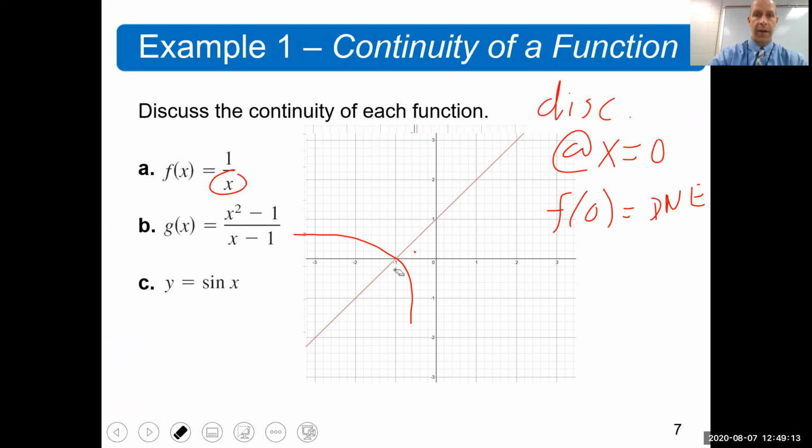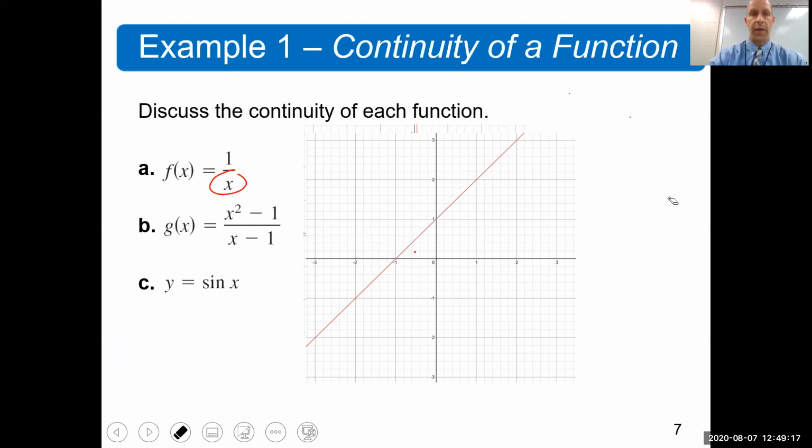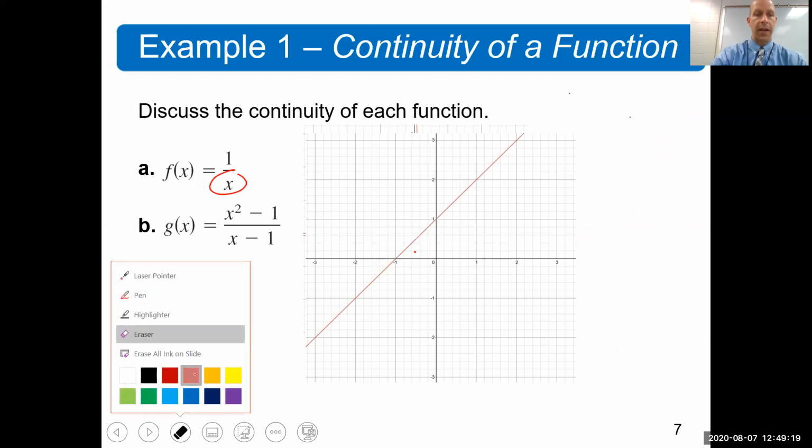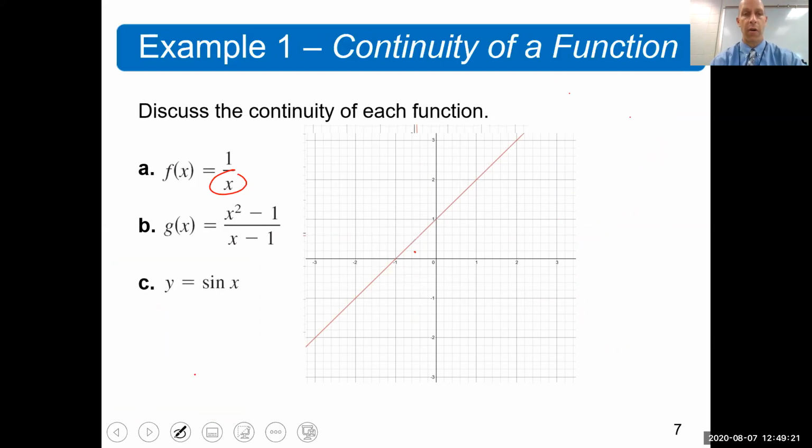So our next graph here, get rid of all of this, is the function x squared minus 1 over x minus 1. Now this goes back to something we did last week. Hopefully you're thinking, oh, wait a minute, I could factor that. So that would give you x plus 1 in the numerator and x minus 1 in the numerator, which then we could cancel these x minus 1s.